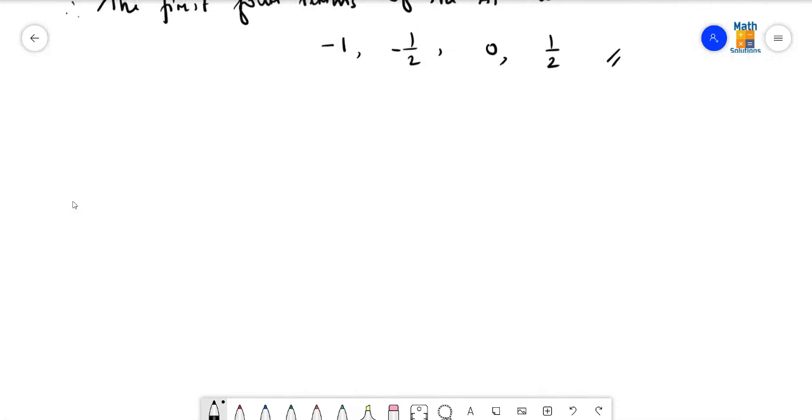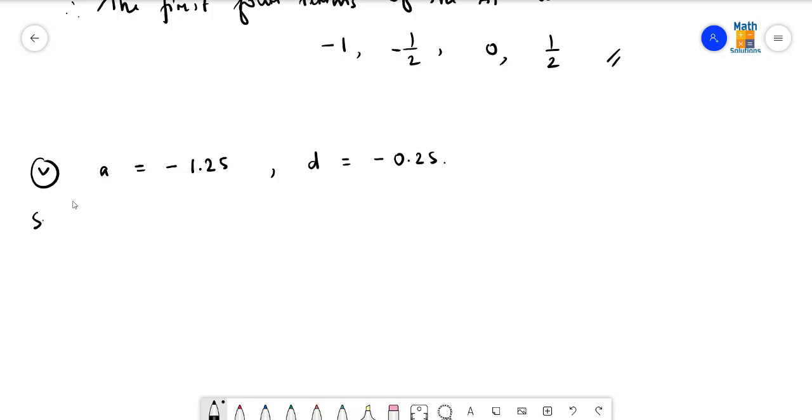Similarly, the last question of this number, this is Roman 5. What do I get? Here the value of A is given to be minus 1.25, then D is given to be minus 0.25.